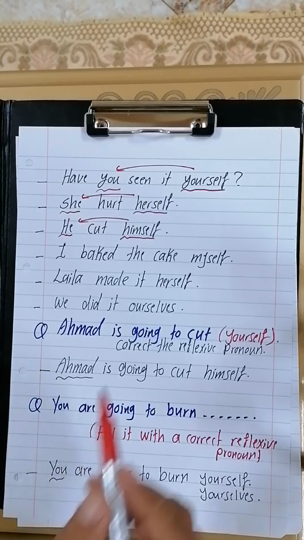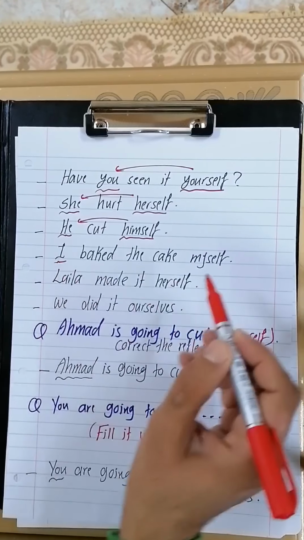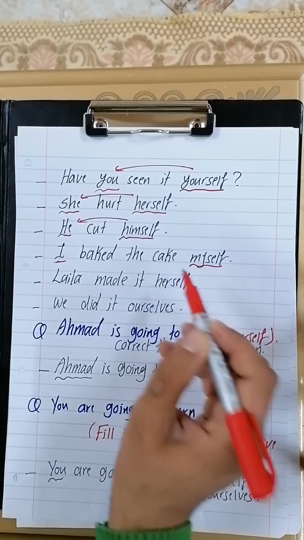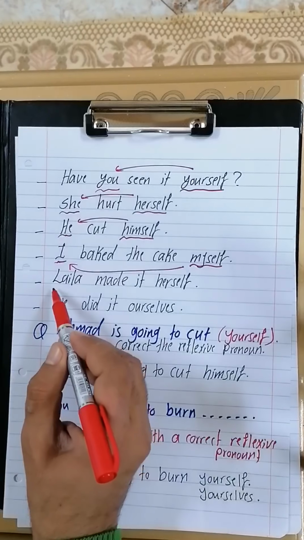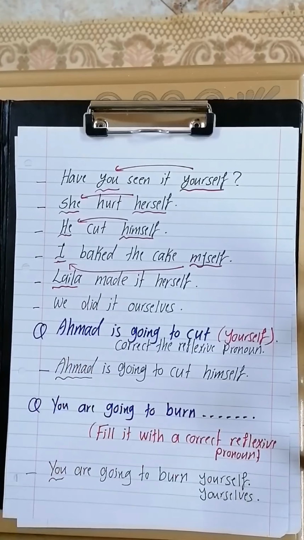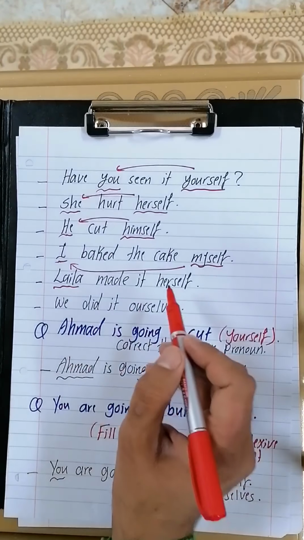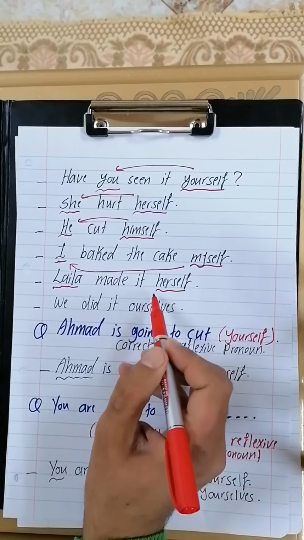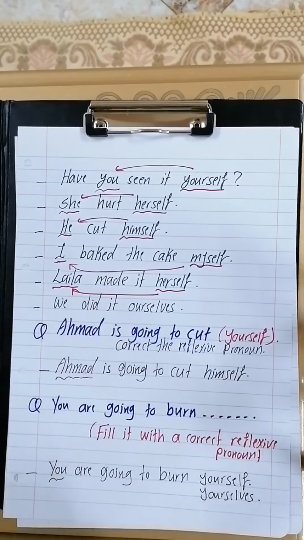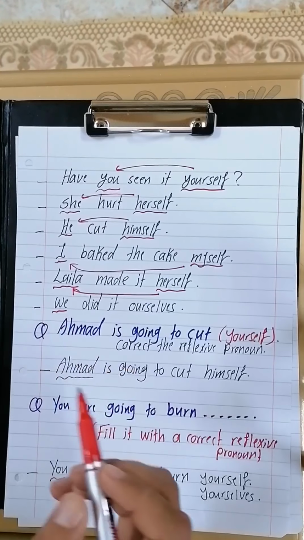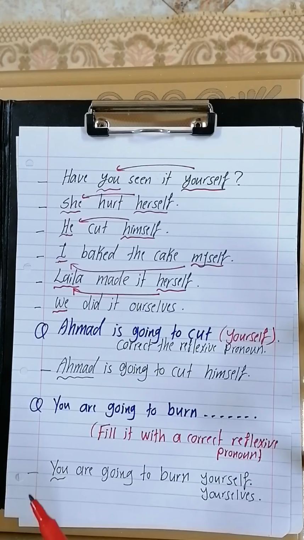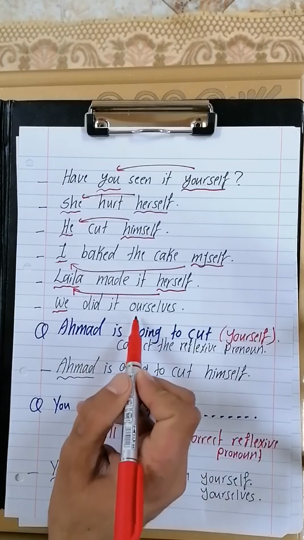I baked the cake myself. I is the subject of the sentence, so we have to say myself. So myself relates to I. Layla is the subject of the action, the subject of the sentence. So for Layla we have to say herself. So herself relates to Layla. We did it ourselves. We is the subject of the sentence. So the reflexive pronoun, of course, will be ourselves.